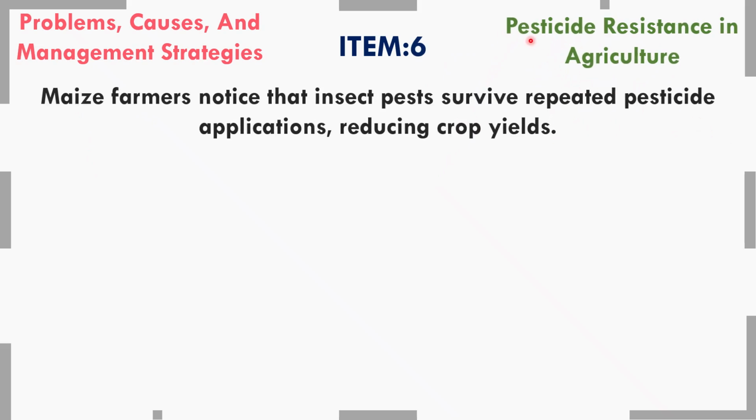Let's now look at pesticide resistance in agriculture. Item 6. A maize farmer notes that insect pests survive repeated pesticide applications, reducing crop yields.